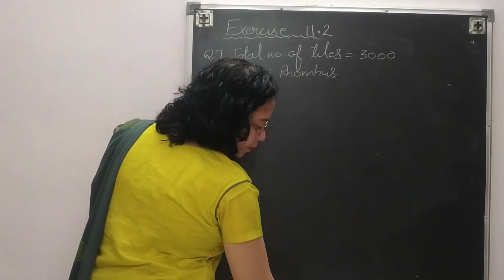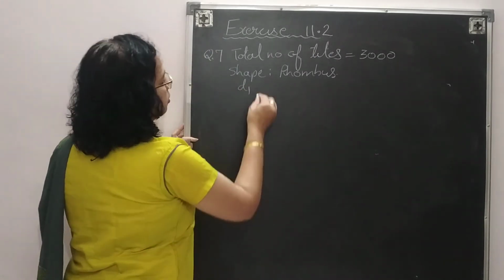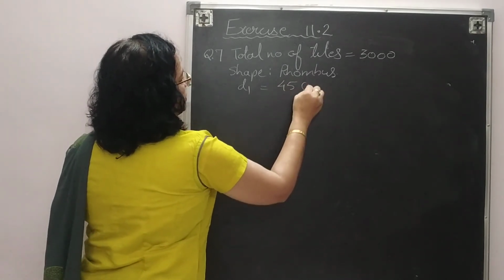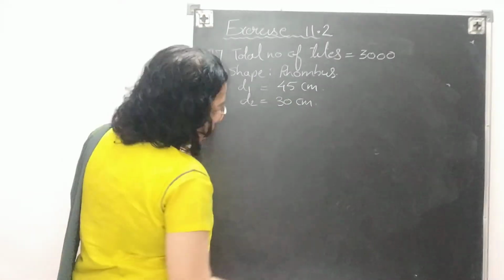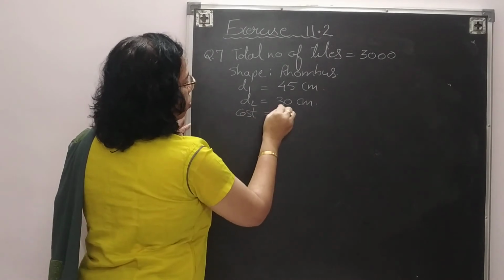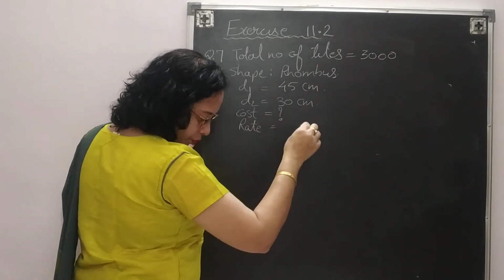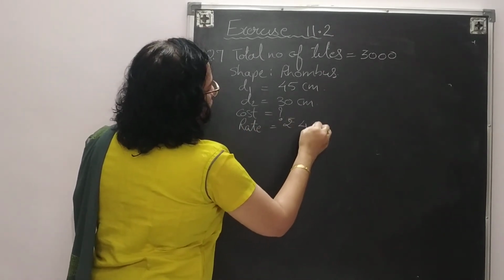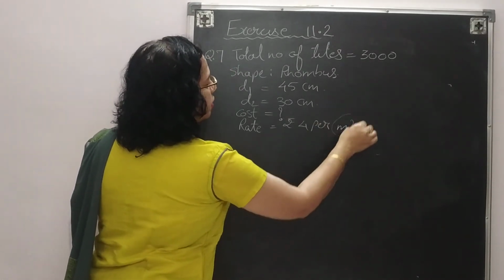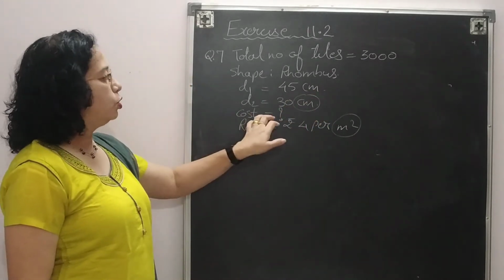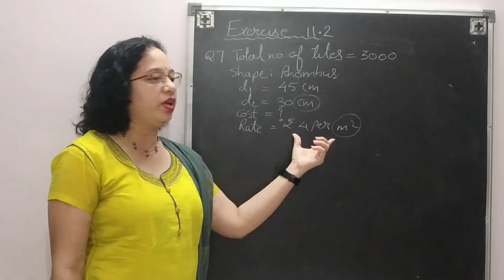Diagonals are also given. Each of the diagonals, sorry, not diameters, diagonals 45 centimeter and 30 centimeter. So one you can say D1 is 45 centimeter and D2 diagonal, this is 30 centimeter. You need to find out the cost. So cost is equal to question mark and rate here is given rupees 4 per meter square. One thing here, meter square is given and this is given in centimeter. So to find out the cost, we need to find out area, and we will convert the area into meter square so that we can use this rate.